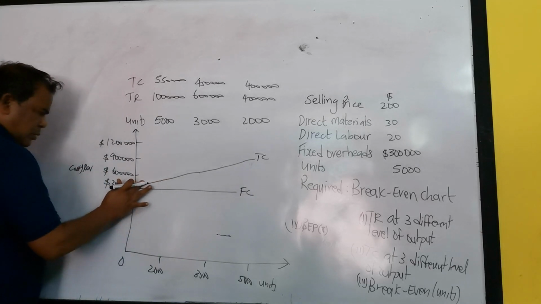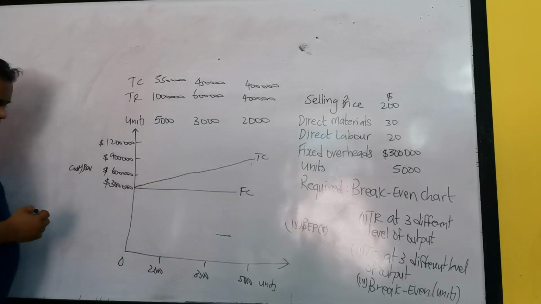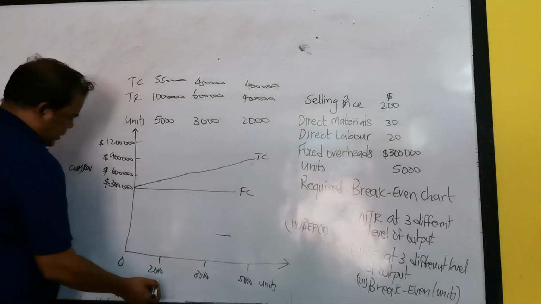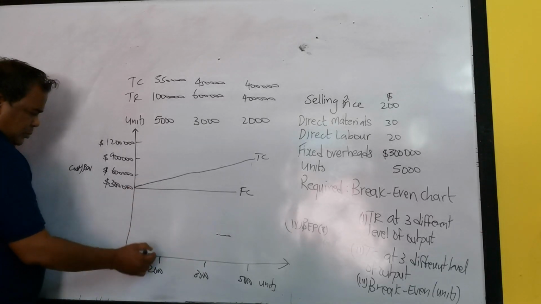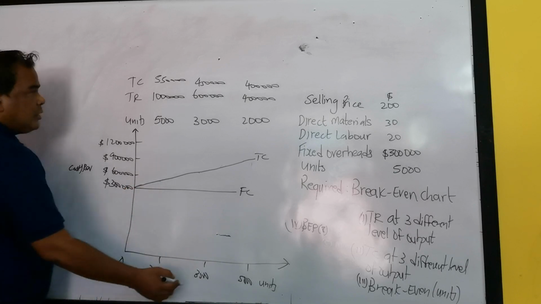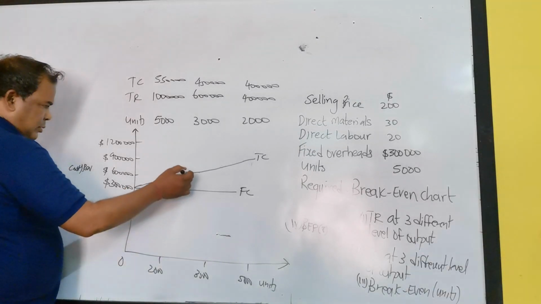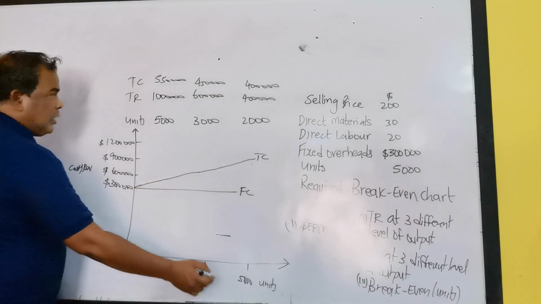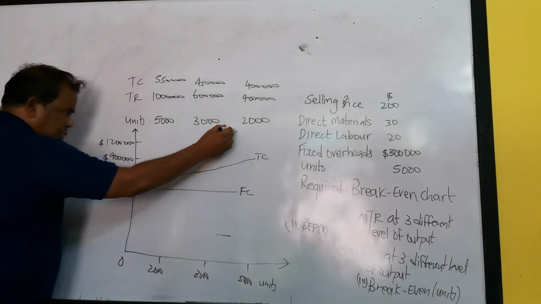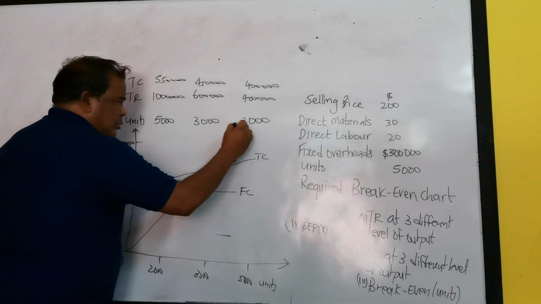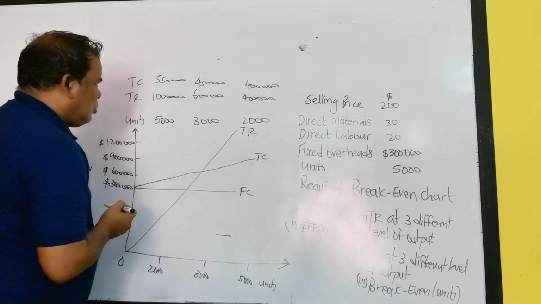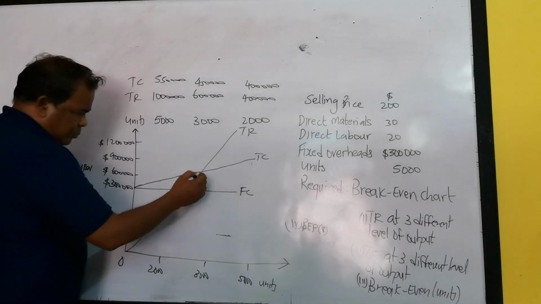We are going to do the total revenue line again. 5000 and 1 million. 2000, it will be 400,000 somewhere here. And then 3600 somewhere here. And then 5400. So normally the total revenue line will start somewhere here from the point of origin. So break-even units, 400,000, approximately.